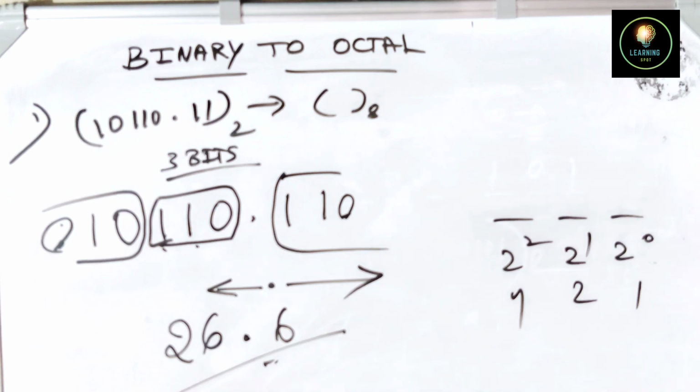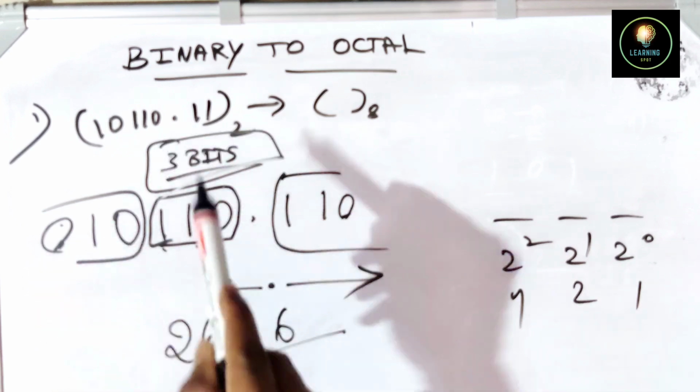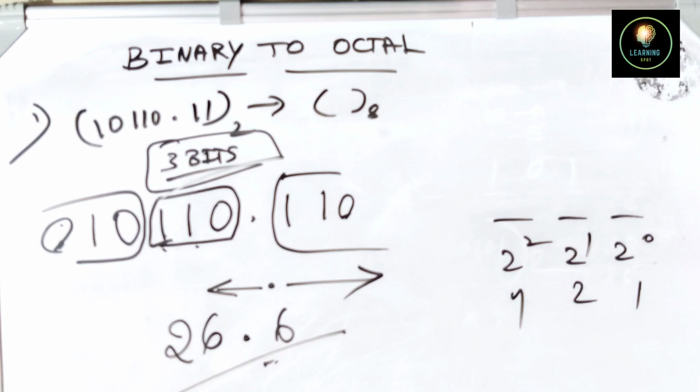26.6. This is the octal number for the binary value 10110.11. So the main thing which you should remember is you should only consider 3 bits for the octal number system.